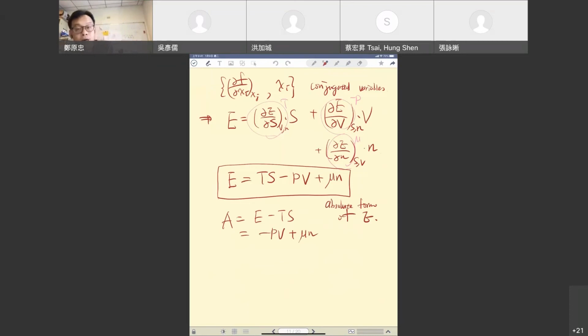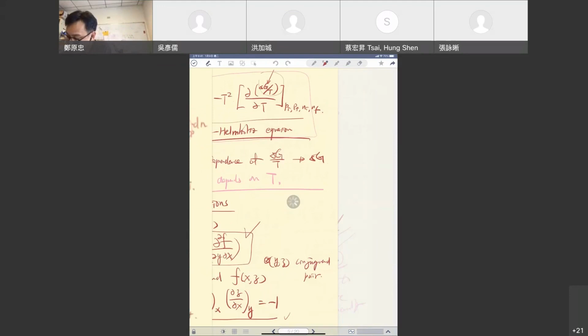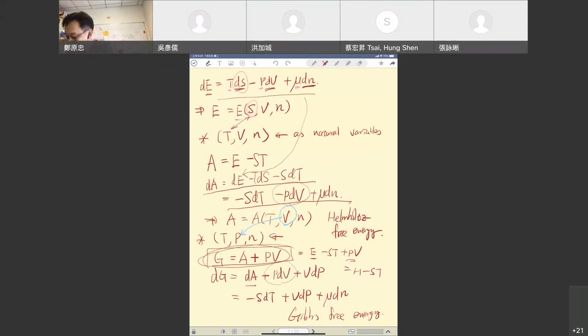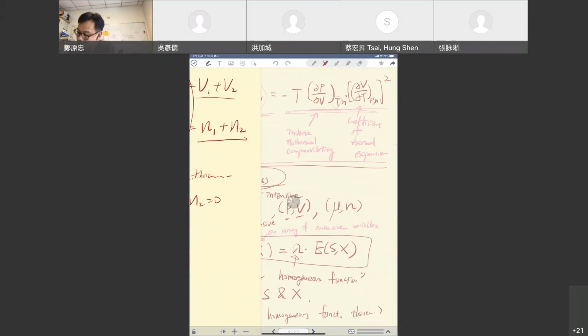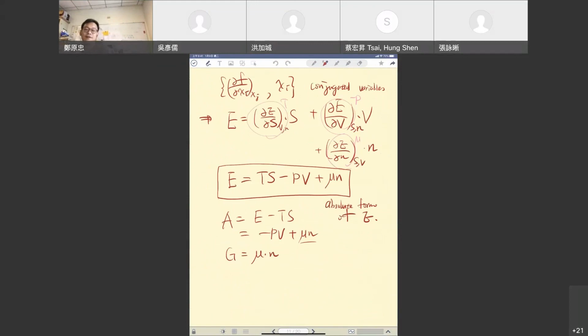And what is G? G is A plus PV, right? So G is mu times N. Your chemical potential times N. Okay. Of course, if you have multiple chemical components, this should be written as a summation. I talk about this when we introduce this notation. So for that matter, we'll put it there. Okay, so let's say this is a summation over many different chemical components, different molecules. Each of them contributes to your Gibbs free energy.